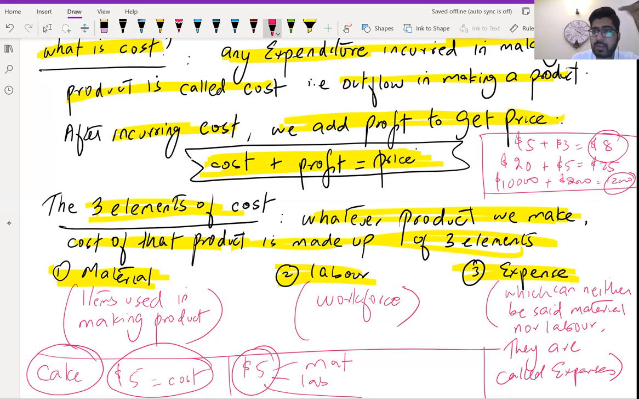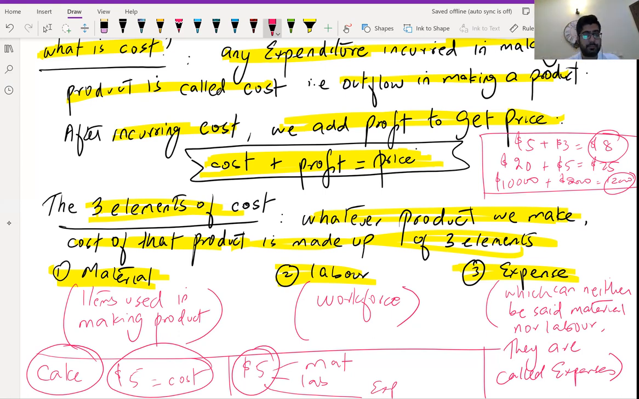Yes. So you cannot say electricity or gas is my material. No, they're not items used. You cannot say they are my workers. They're not your labor. You can call them expense. Now challenge, find a fourth item. You can't. Because whenever a product is made, the cost is always made up of three things: material, items used; labor, workers; and any other thing, expense.